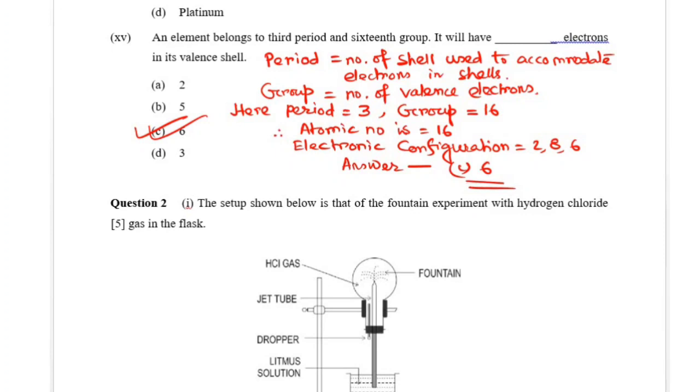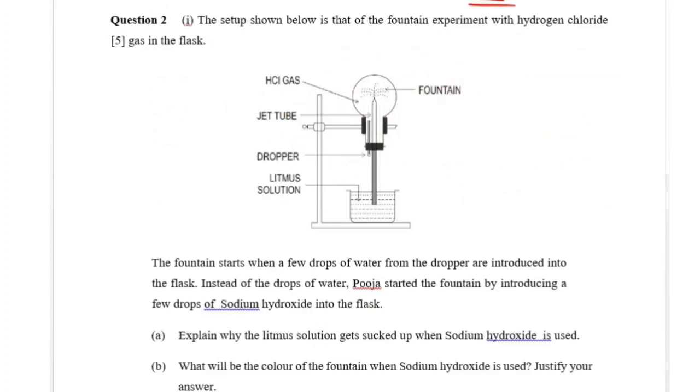Next, let's start question number 2. Number 1, the setup shown below is that of the fountain experiment with hydrogen chloride gas in the flask. The fountain starts when a few drops of water from the dropper are introduced into the flask. Instead of water, Pooja started the fountain by introducing a few drops of sodium hydroxide into the flask. Question number 1, explain why the litmus solution gets sucked up when sodium hydroxide is used.